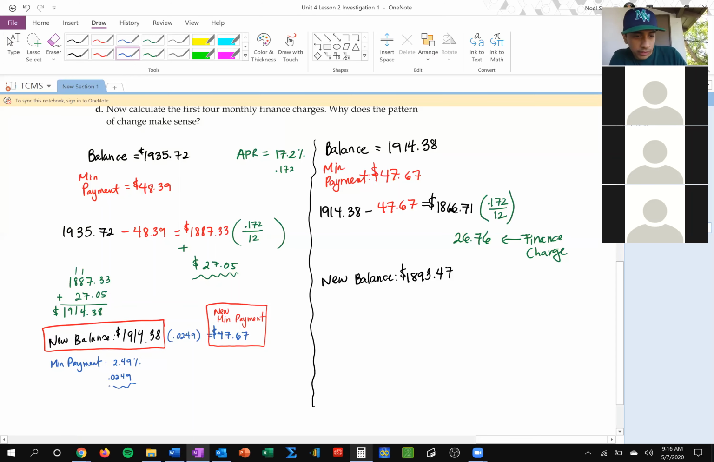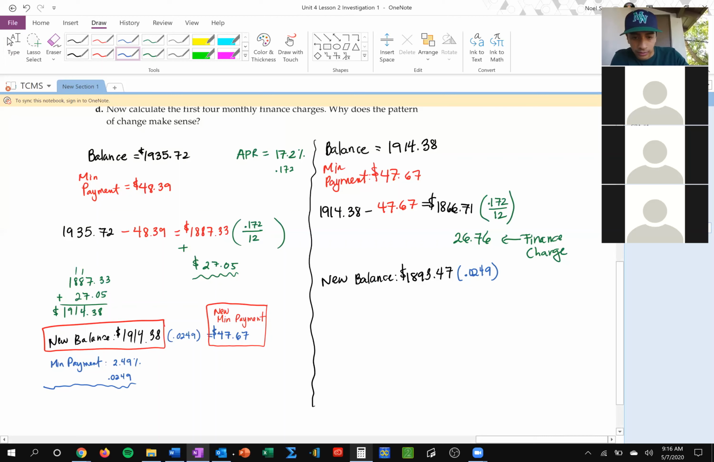Okay, so just like we did here in the previous month, the minimum payment is always a percentage of the new balance. So we would then have to simply multiply the new balance by 0.0249, which is about 2.5%. And then that should tell us what the new minimum payment should be. And then of course, this should be a smaller number, right? Just like the finance charge was smaller this month than it was last month by about 30 cents or so, the minimum payment should also be smaller. And that's because you're taking 2.5% of a smaller amount than you did in the previous month.